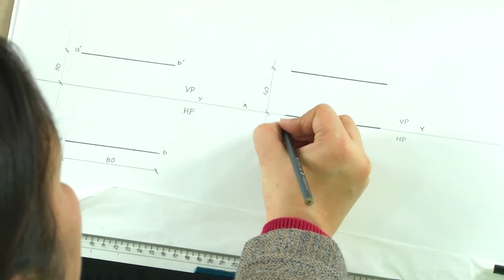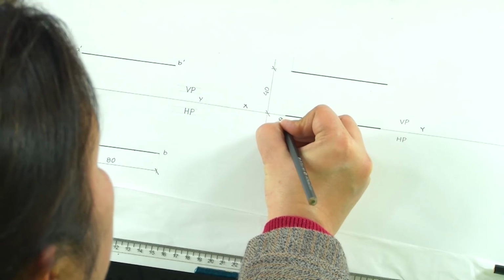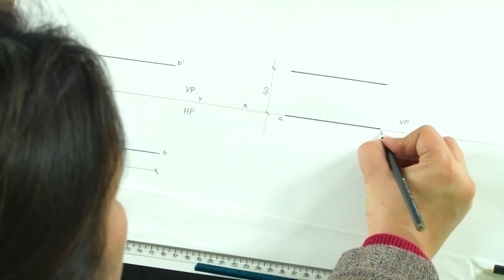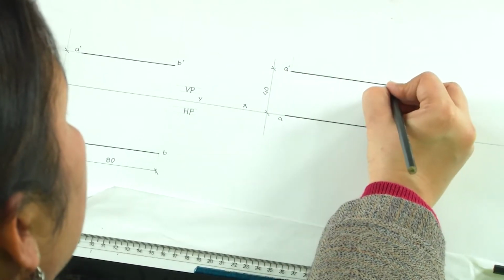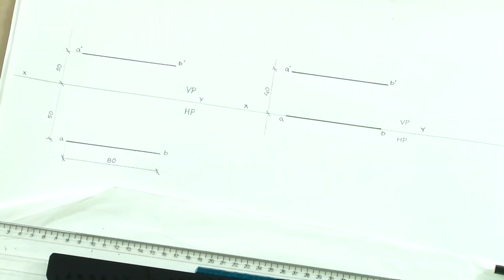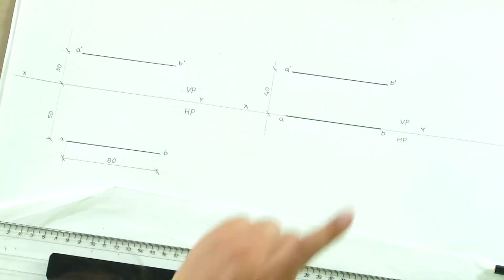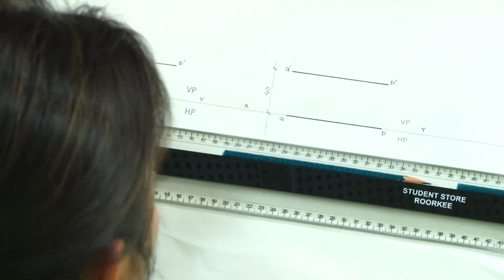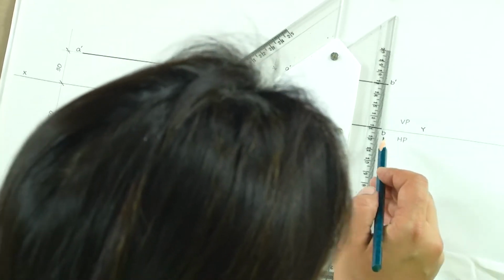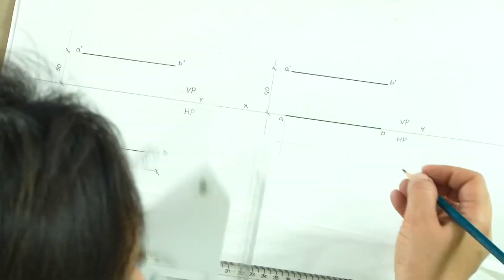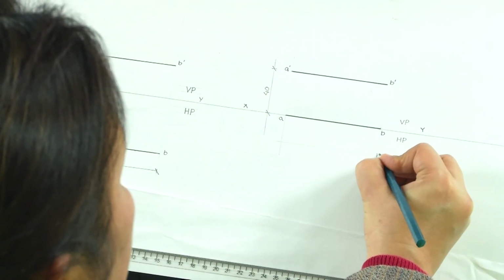Now, this line which is contained in VP in reference line here is AB, and this line here above is A dash B dash, which is the elevation, and the distance between these two is 40, and we would also have to mention the length of the line, because that is another information which was given to us, and we also have to represent it.